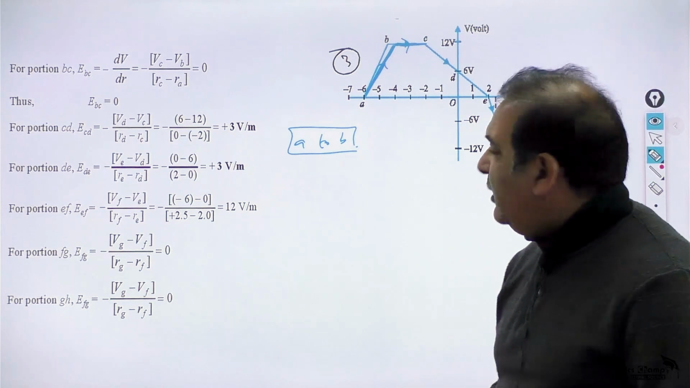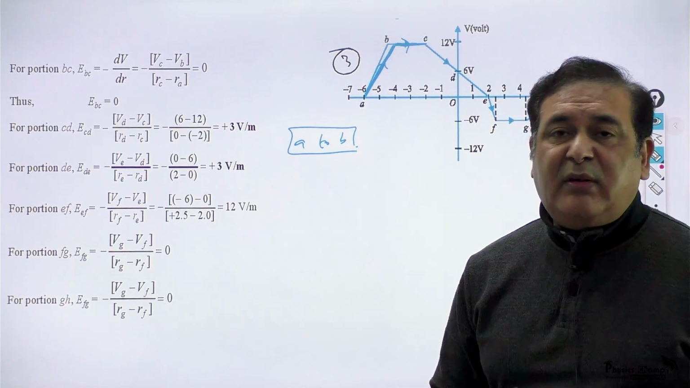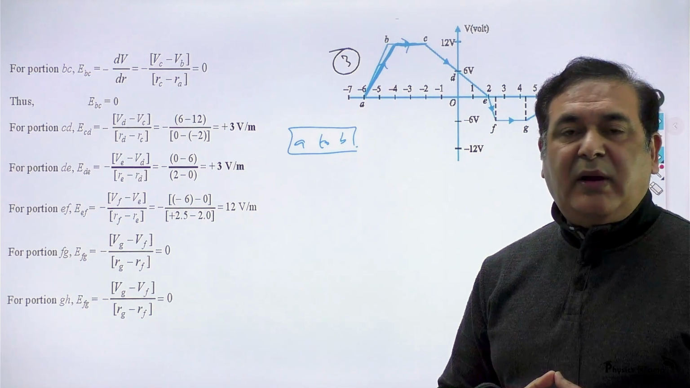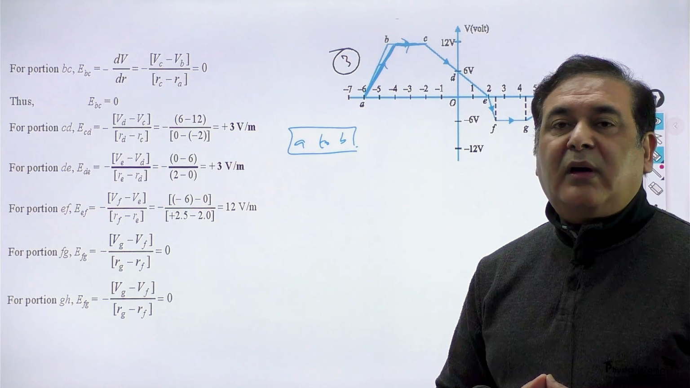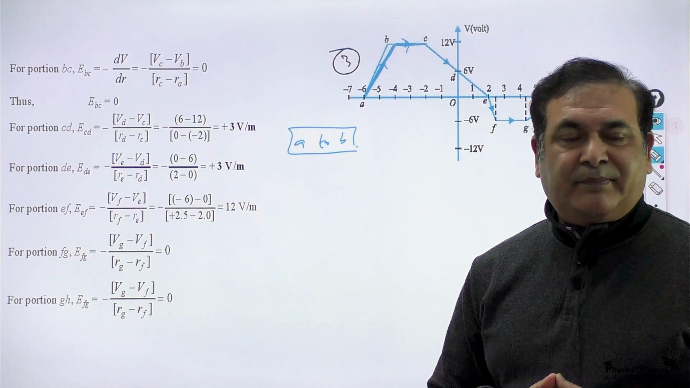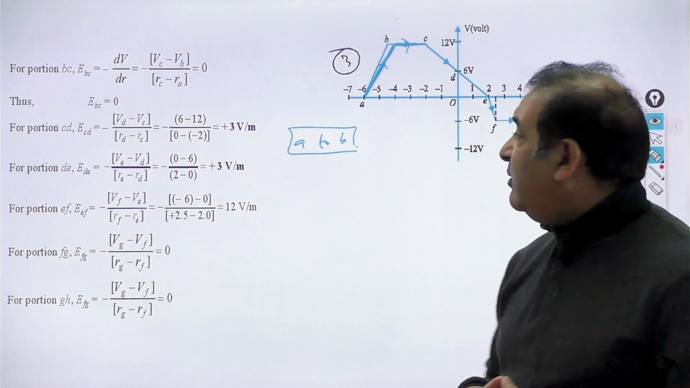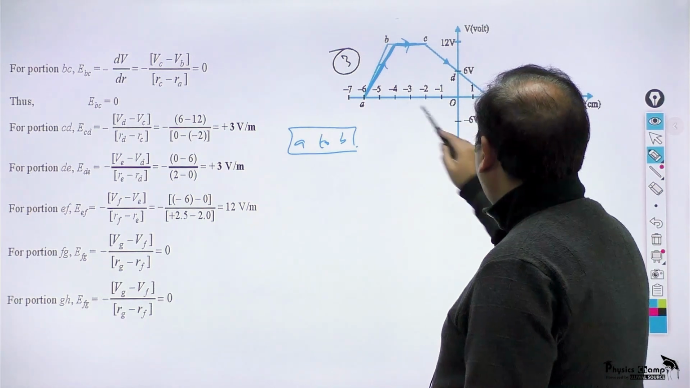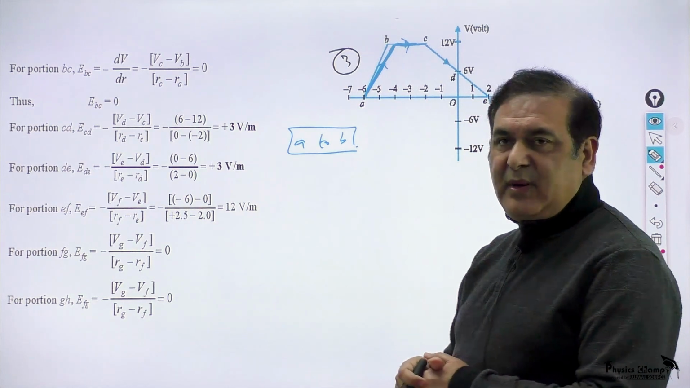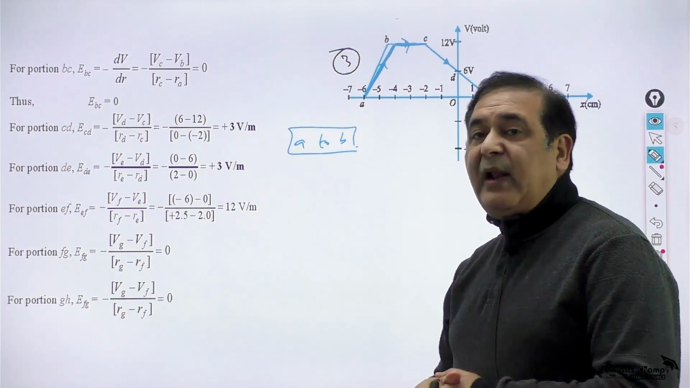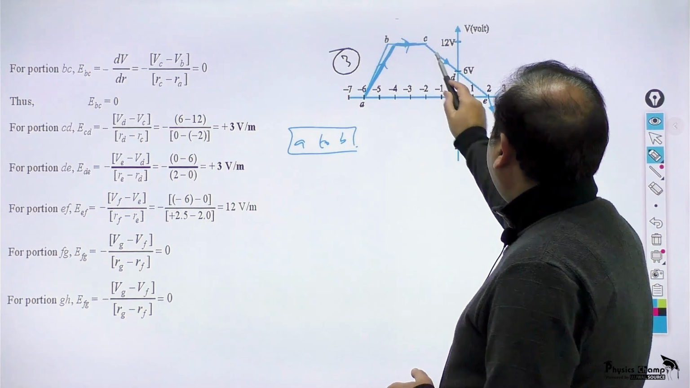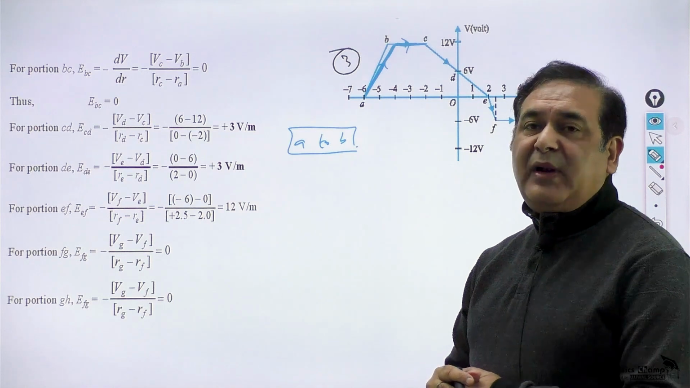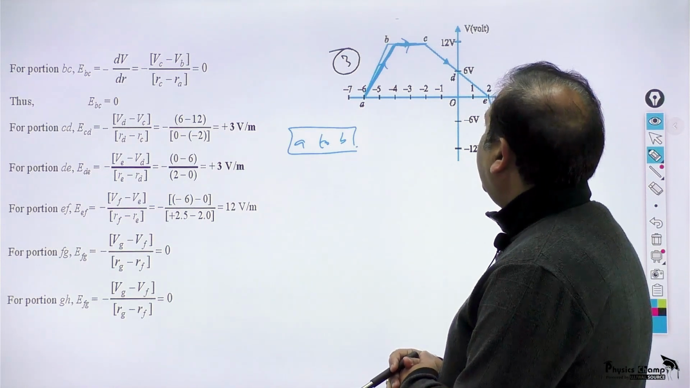The question says, in this variation of potential with distance, find the electric field for every portion and draw a graph showing the electric field. I am repeating the question: in this variation of potential with distance at different positions, find the electric field in different portions A to B, B to C, C to D, and then plot a graph showing the variation of electric field. So let me find A to B.